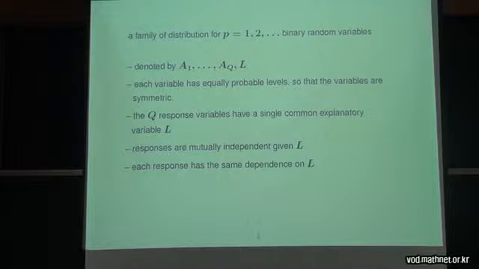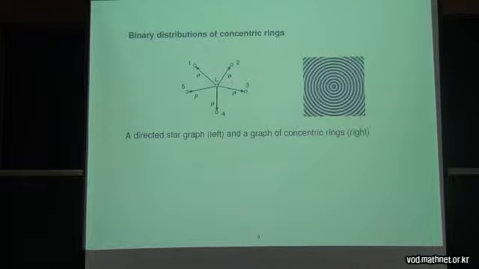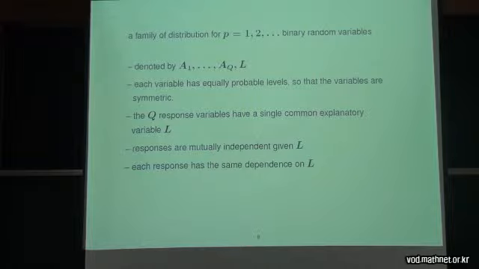Then the Q outer nodes that are in statistics called response variables because arrows point to them have a single common explanatory variable, also called the root. As you might have suspected by the picture, unless you know already what graphical models are, the graph on the left represents mutual independence of the leaves given the root. And so that is one of the features of this very special distribution of binary random variables. And then you saw on the graph the same measure of dependence of each leaf on the root, and therefore each response has the same dependence on the inner node or the root.